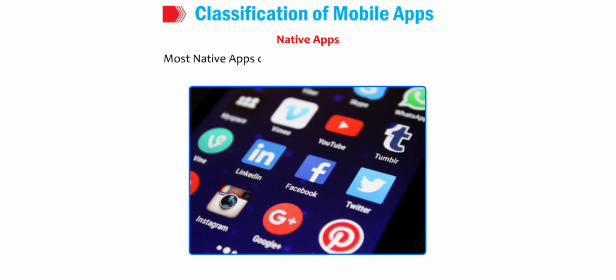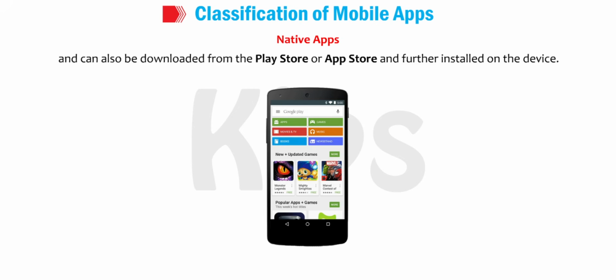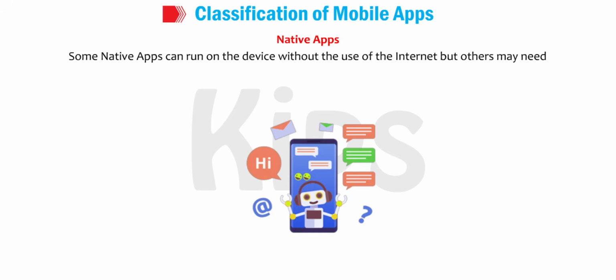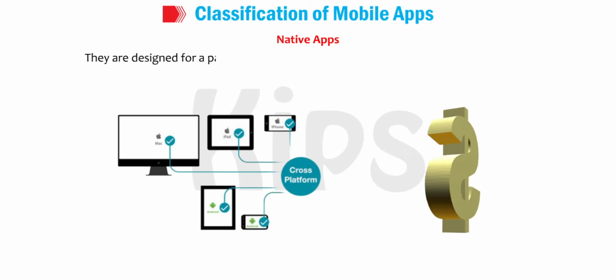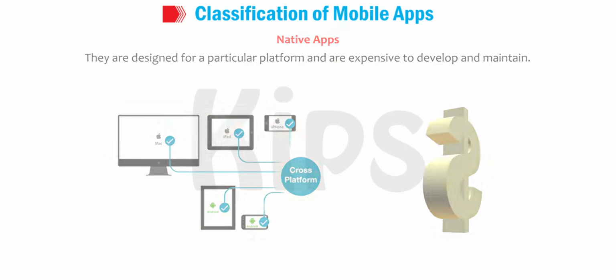Most native apps come pre-installed on the new phone and can also be downloaded from the Play Store or App Store and further installed on the device. Some native apps can run on the device without the use of the internet, but others may need the internet facility for full functionality. These apps have certain limitations. They are designed for a particular platform and are expensive to develop and maintain.